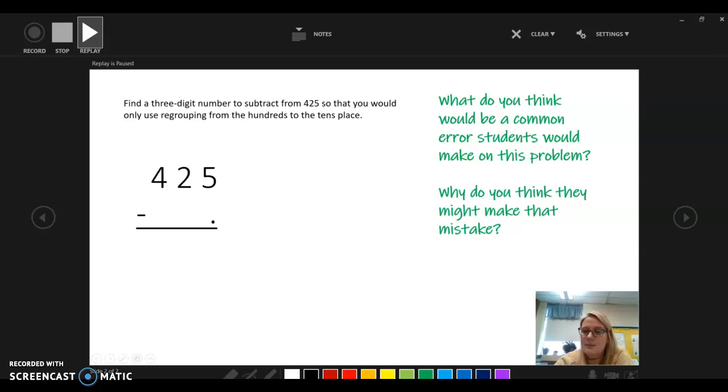It does not have to be perfect. You don't need to take 8,000 versions of this to get it right. We're just looking for your thoughts and for you and your partner to explain your thinking.